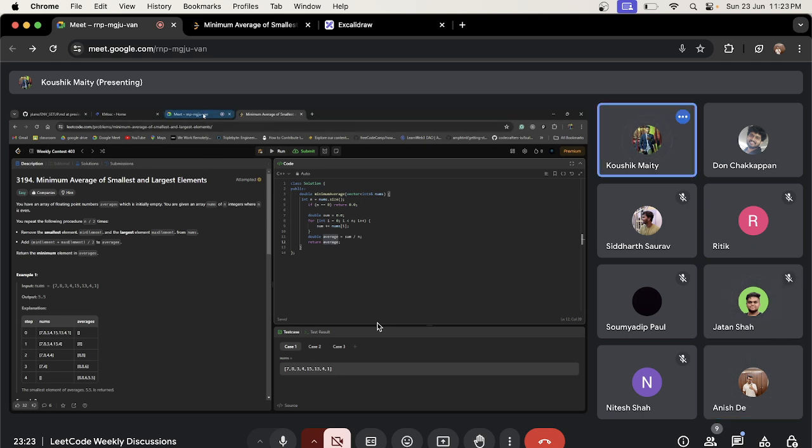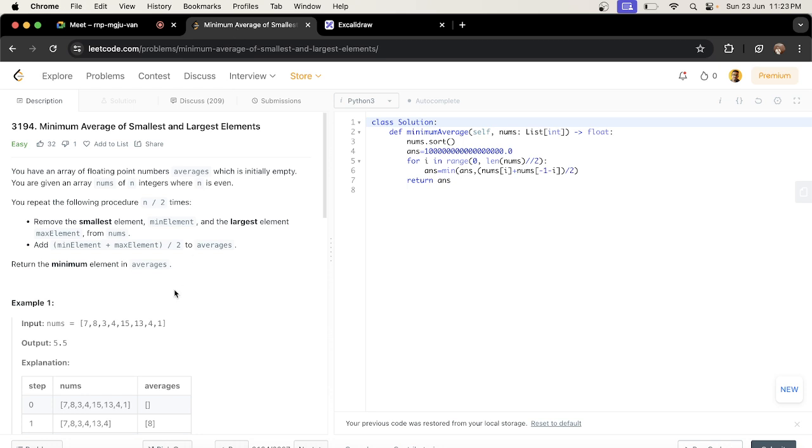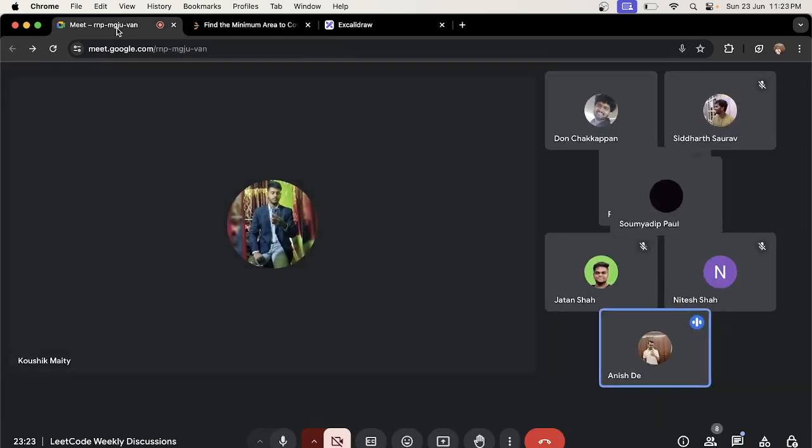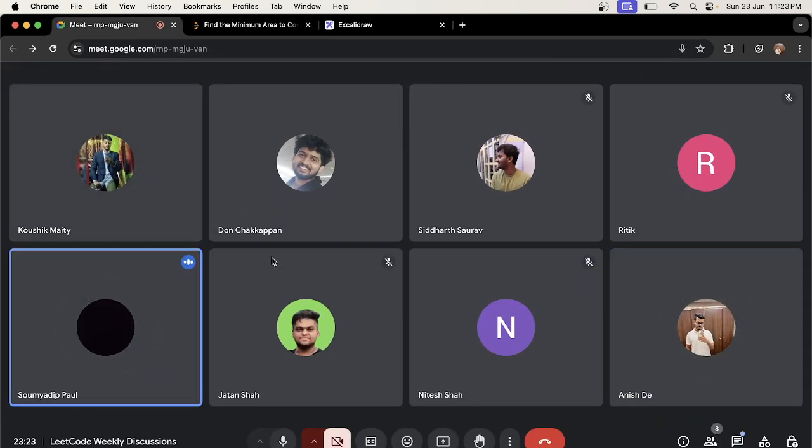Yes. Cool. I think we can go to the second one. The second one is on minimum area to cover all the rectangles. Has anyone done this? This is very simple actually. Anish, I would like to present this. Great, great.